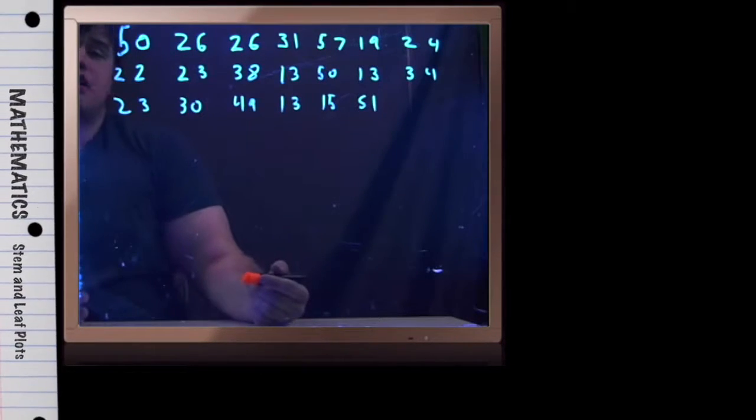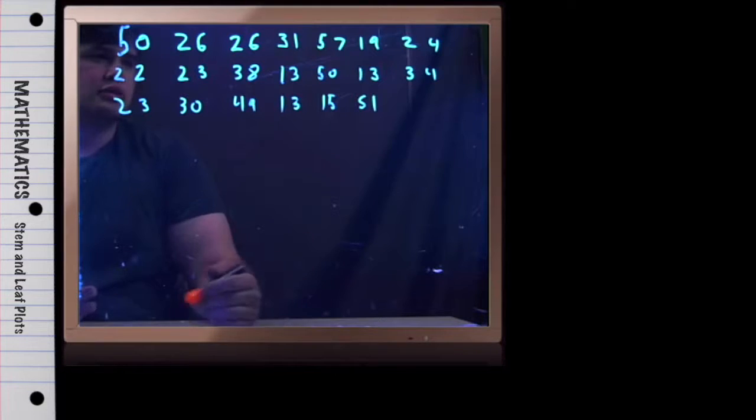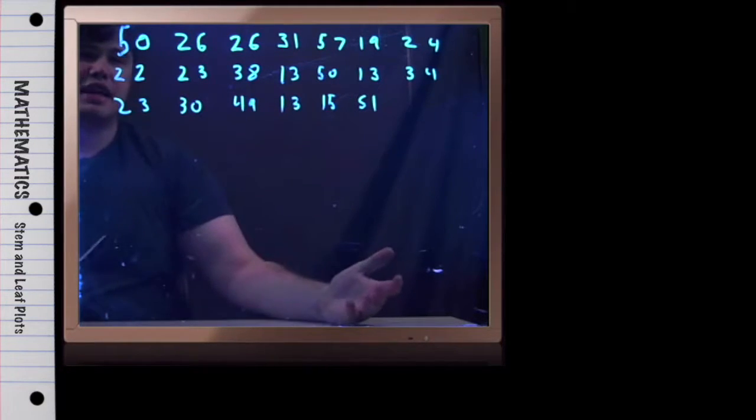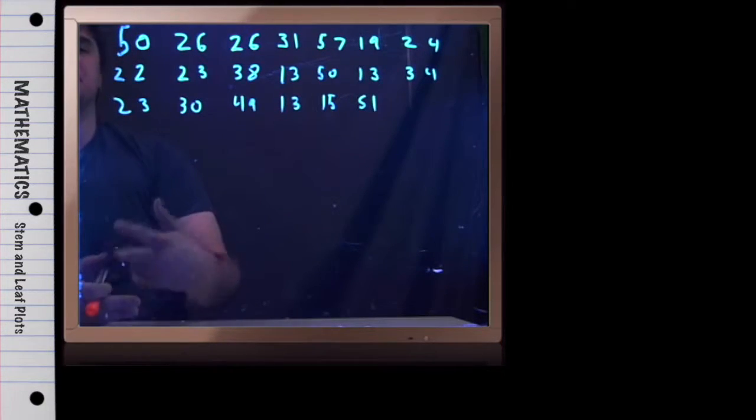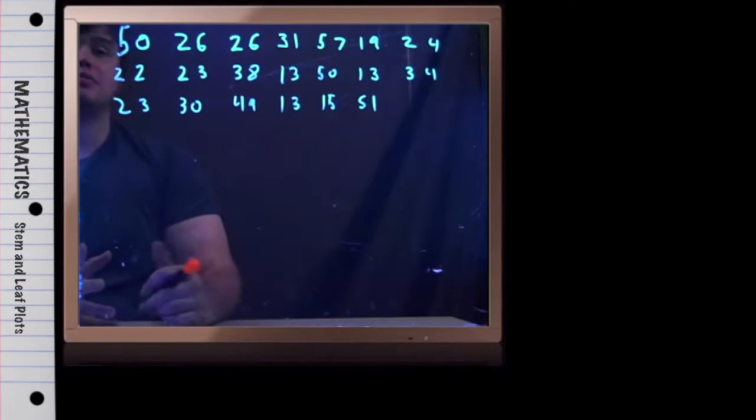So what we're going to talk about now is yet another way to model quantitative data. This is going to be what's called a stem and leaf plot. And these are really popular when you're dealing with larger numbers, especially numbers between 0 and 100.